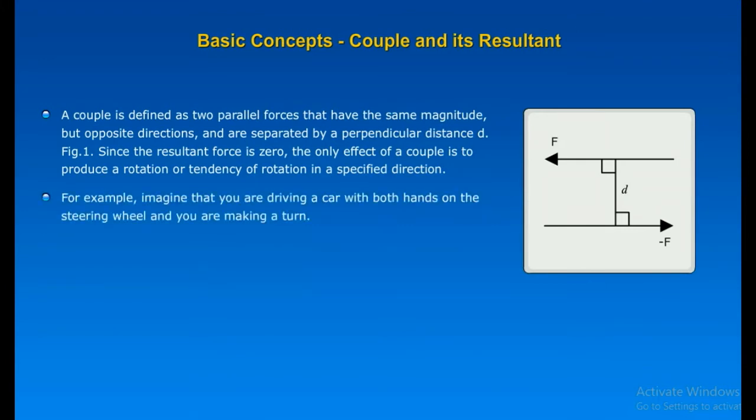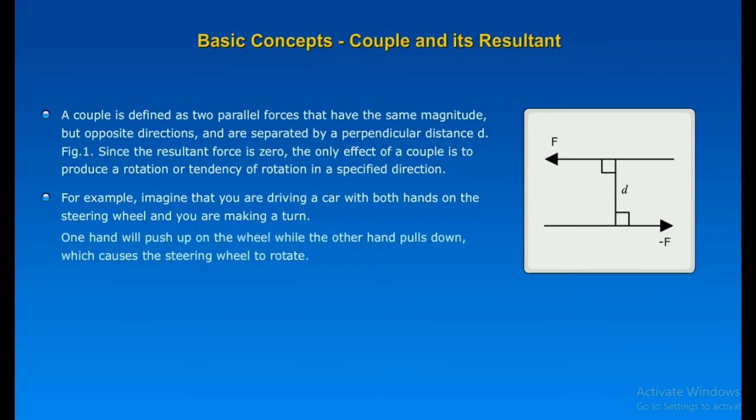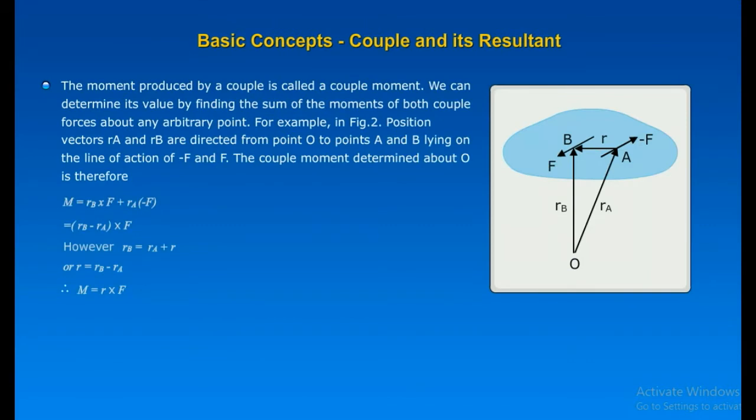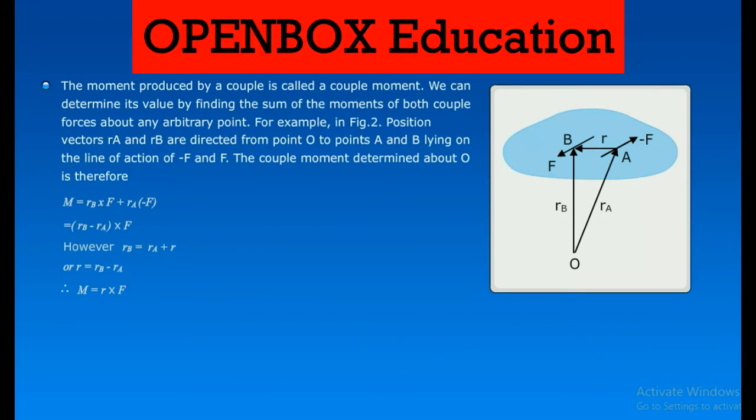For example, imagine that you are driving a car with both hands on the steering wheel and you're making a turn. One hand will push up on the wheel while the other hand pulls down, which causes the steering wheel to rotate. The moment produced by a couple is called a couple moment. We can determine its value by finding the sum of the moments of both couple forces about any arbitrary point.